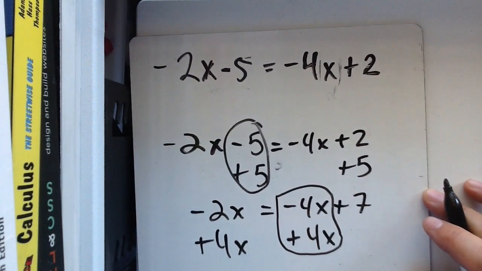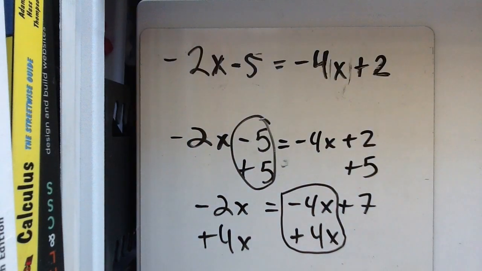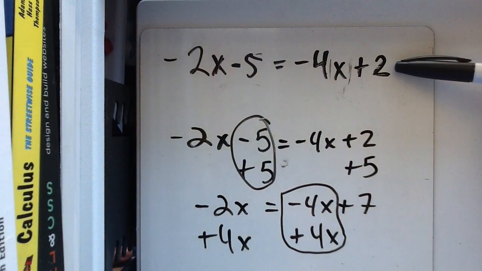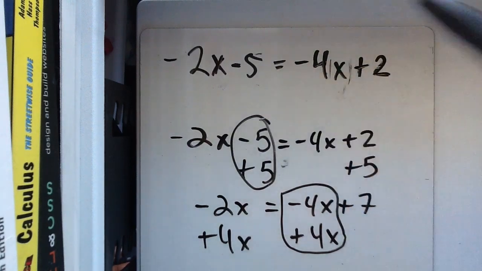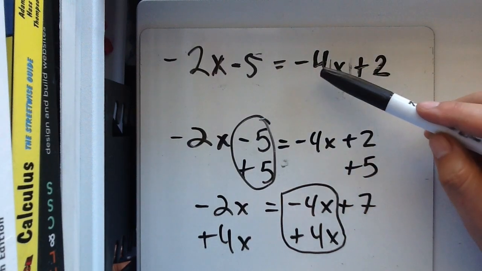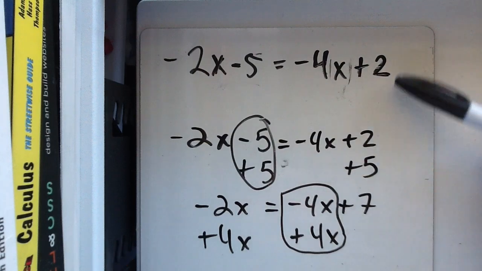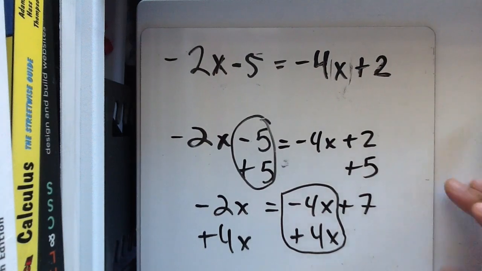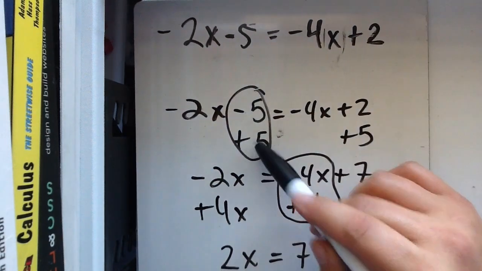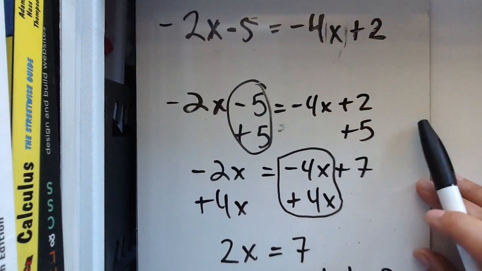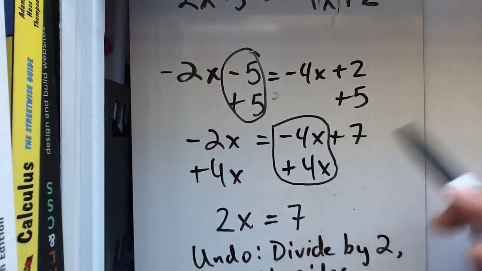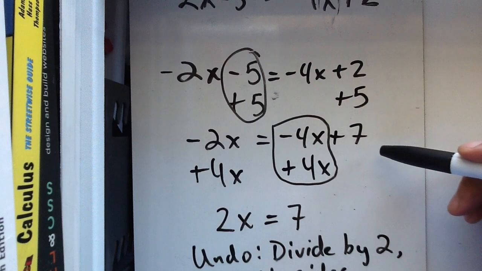Going on to the next one. Okay, here's another problem. We have, again, one equation where we're being asked if these two expressions are equal to each other, and if so, when. So again, using the algebraic strategies, I undo. I add 5 to both sides. I get a 0 pair. I'm left with negative 2x equals minus 4x plus 7.